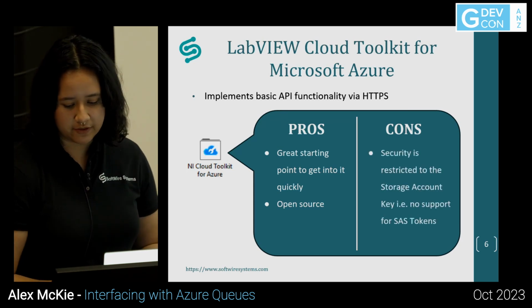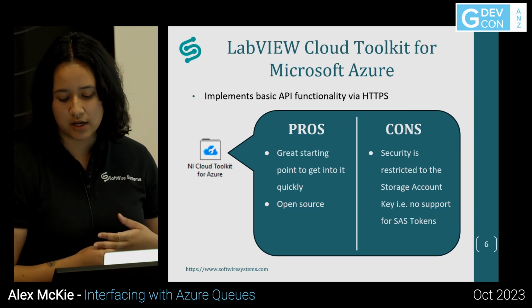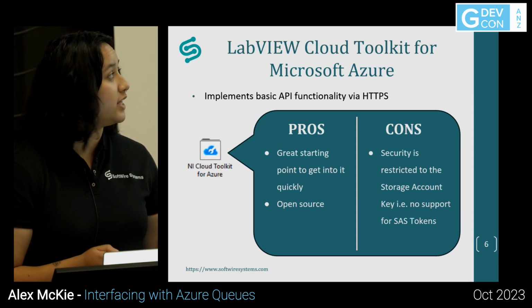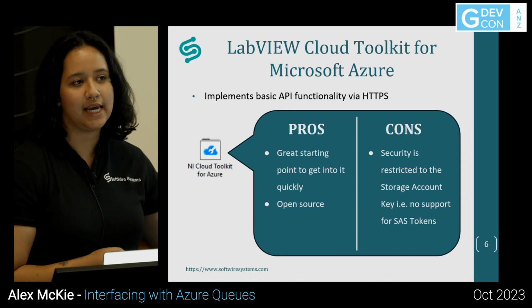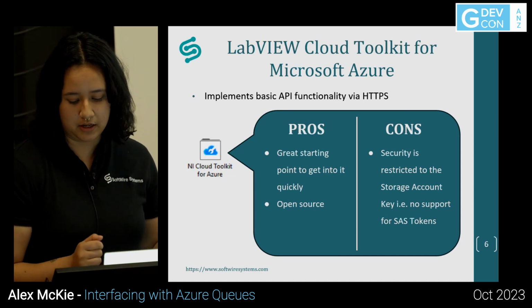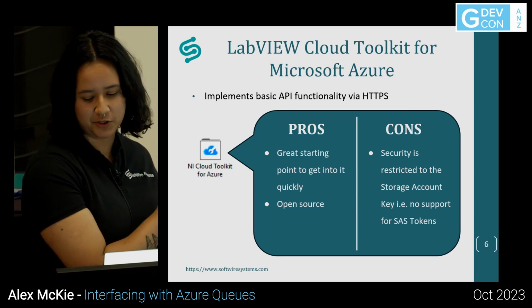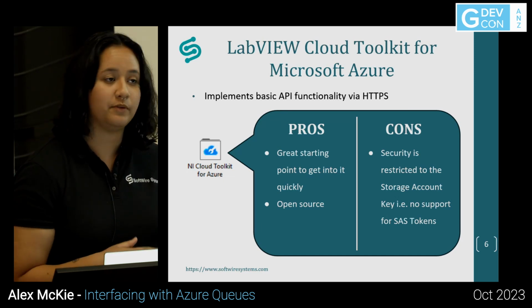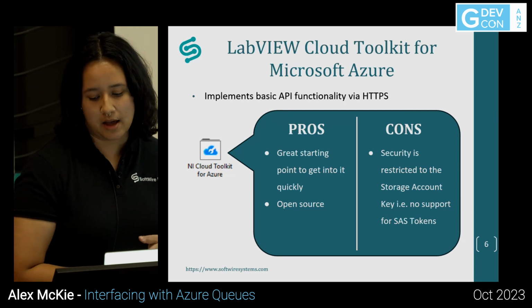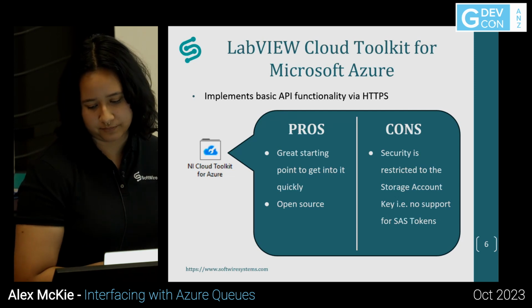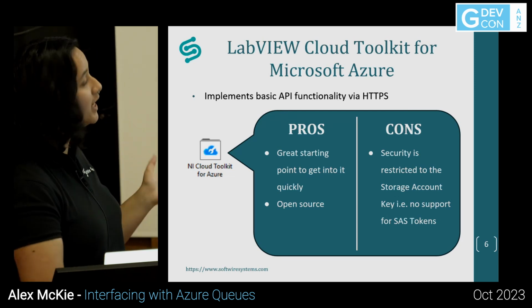And one thing I did find when I was using the toolkit was that it only supports authentication by that storage account key. So if you wanted to do something like SAS tokens, which our cloud engineer was super keen on, you kind of have to build on it a bit more, and it won't be there right off the bat.